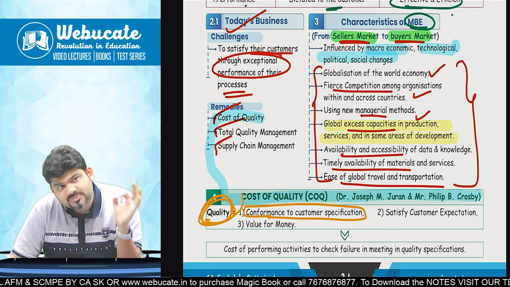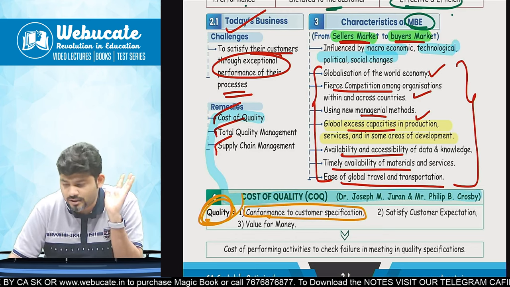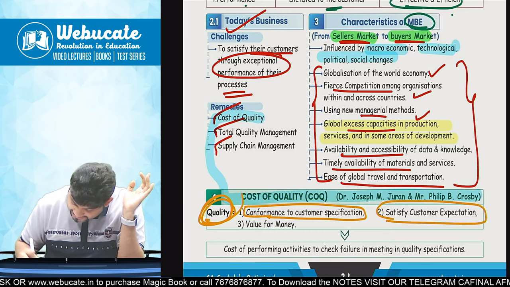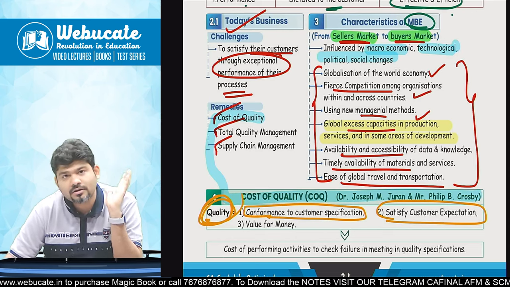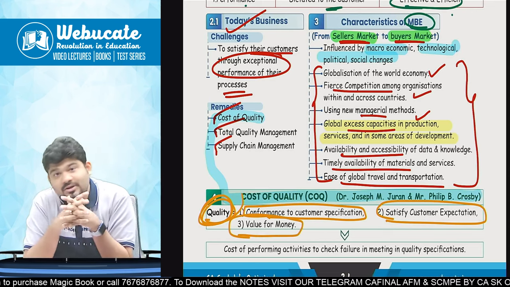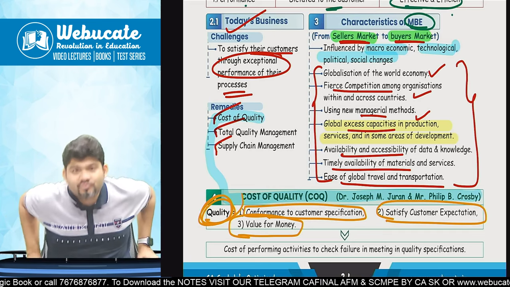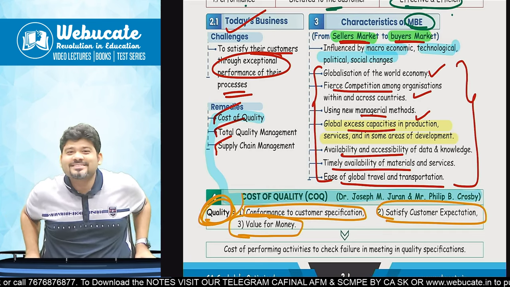Conformance to customer specifications. You need a totally fresh batch? Done. If that is there, satisfy customer expectation. Amount, you are paying a value for money. If you are able to clear it in the first go, you will feel that yes, the worth, the value for money is realized. Are you understanding?